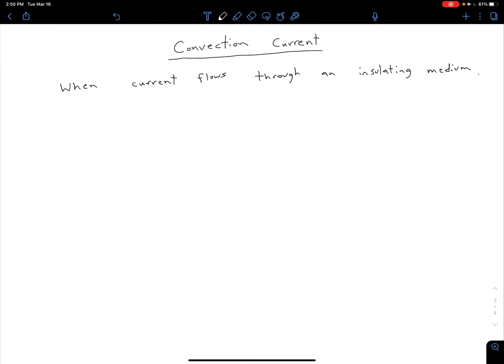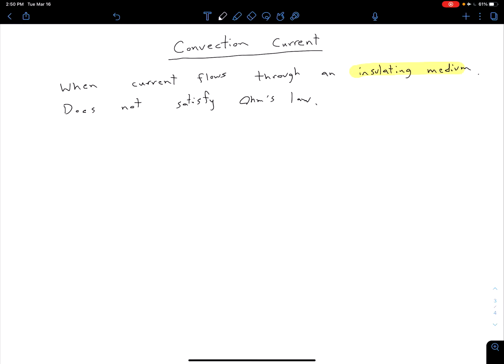Very briefly, we're going to look at convection current. As I mentioned in the previous video, this is when we have current that's flowing through some insulating medium. What this means is that this current does not satisfy Ohm's law.